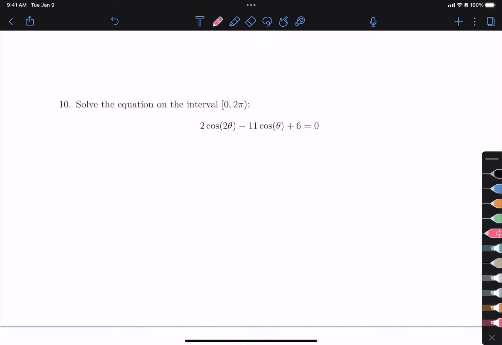So now we're going to solve this equation on the interval from 0 to 2 pi. And I will do this one with you guys because this one is a bit of a tricky one.